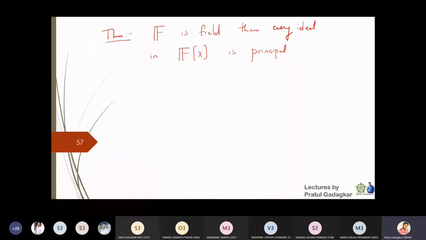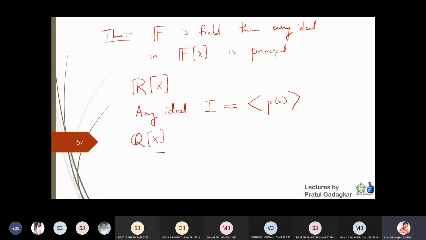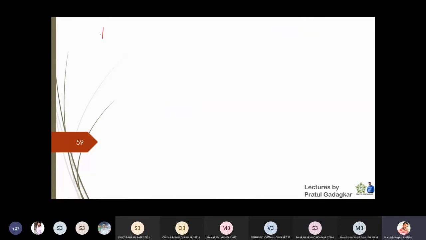Okay, and so now this means that if I'm working in R[x], and if I take any ideal in R[x], then that ideal is going to be generated by some single element. That single element will be some polynomial. So if you're working in Q[x] and you're taking any ideal I, then again that ideal will also be generated by some single element. There won't be two elements at all, right? Let me write an important theorem now.